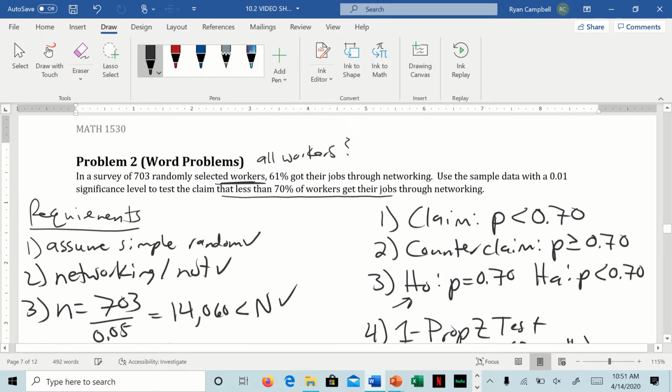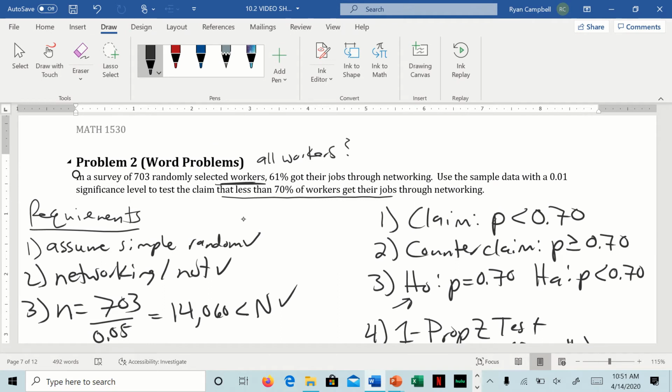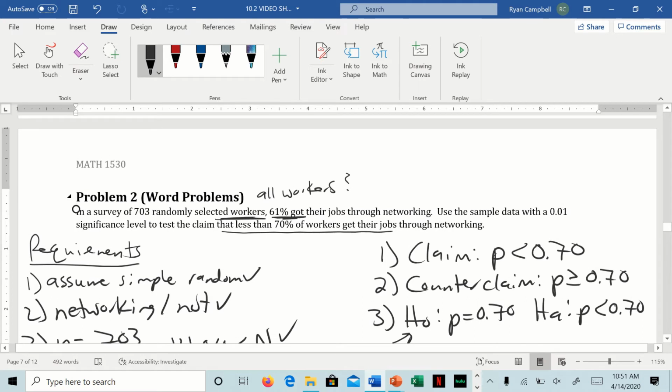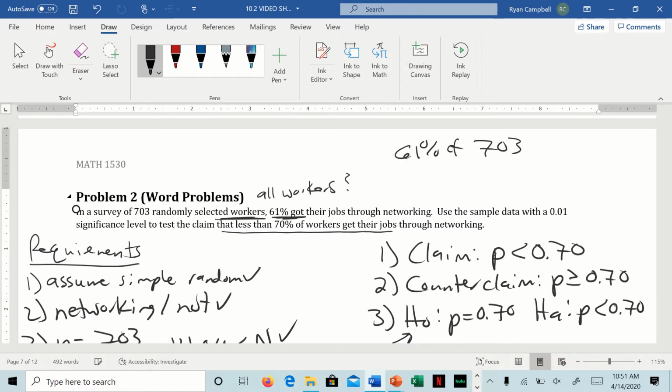So in this case, we want to know people who got their jobs through networking. So 61% got theirs through networking. That is a percentage, that is not a number of people, right? So the question is, how many number of people got that? If it's 61% of 703, we can just multiply, and we see that we get 428.83.